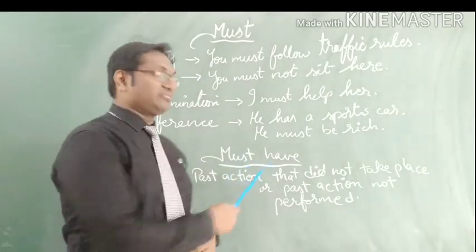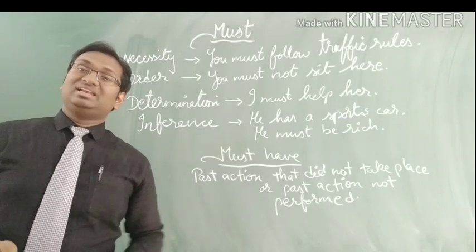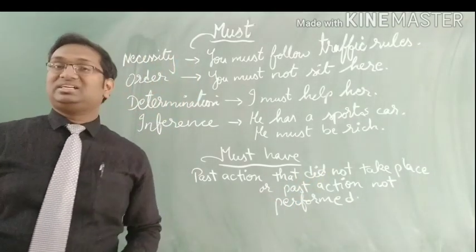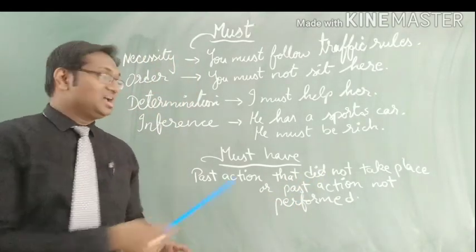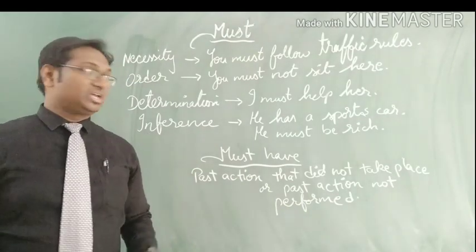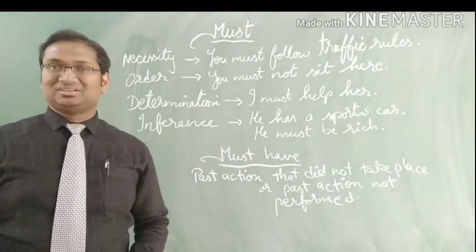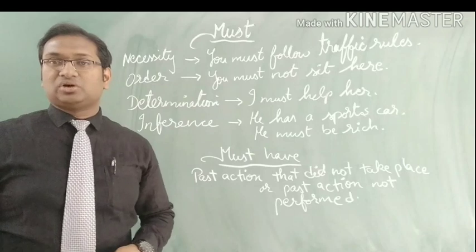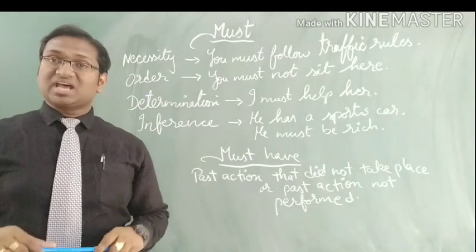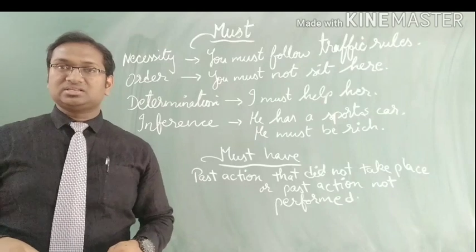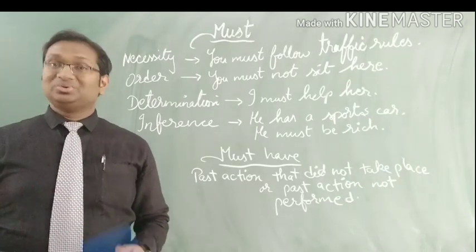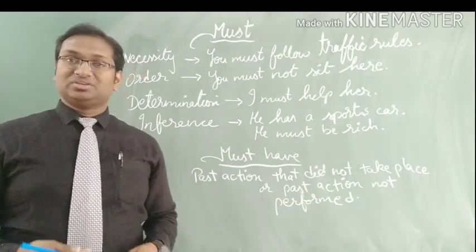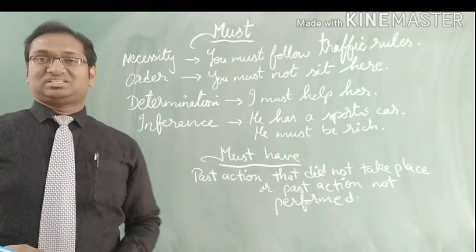Next is must have. Now, must have plays like should have. Action done in past but did not take place. Past action did not take place or past action not performed. Like, you must have followed the guidelines of government. You must have followed the guidelines of government. But did you? No, you did not. So, past action not performed. So, for that we use must have.